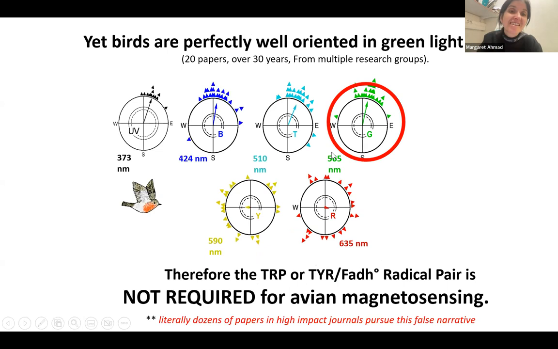Next slide. Let us take a look again at the wavelength sensitivity of birds. You see, I circled in red the trace where the bird has been measured for its navigation in green light. It's perfectly navigated. It's very happy under that condition. It is impossible to explain this through a mechanism that's using the Trp-flavin radical pair. That should not be proposed. The biological evidence contradicts it. And you know what the Wilczkos would say: you have a beautiful idea, it works in the test tube, you can make fancy papers and beautiful models, but the bird is always right. The bird said, no, I don't need that. I can orient just as well.